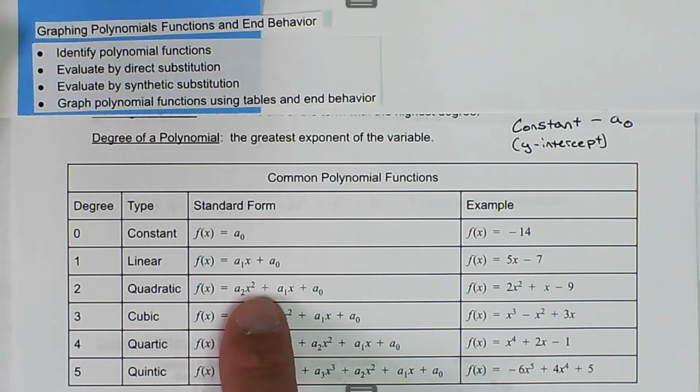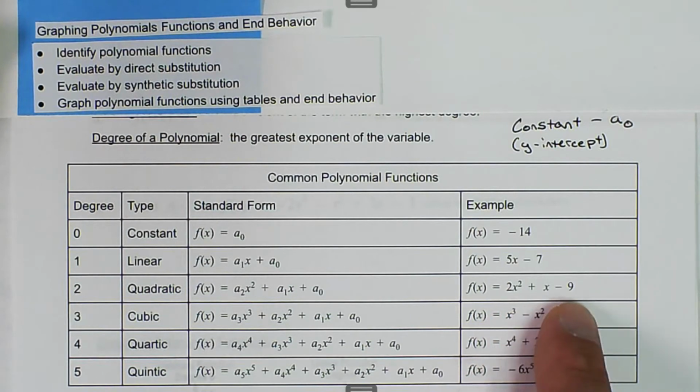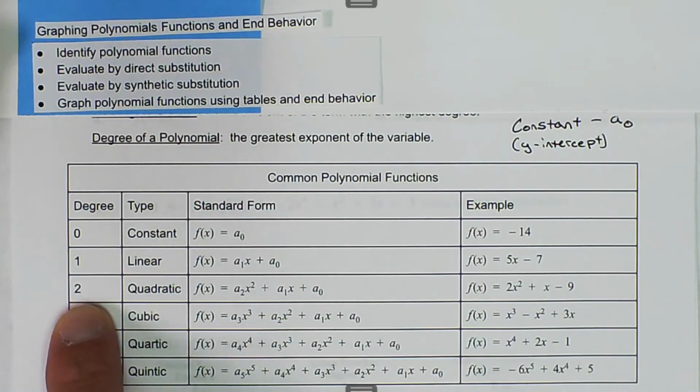Next one we have is a quadratic. The highest degree, we should know, is an x squared. So here we have y equals 2x squared plus x minus 9. So the highest exponent is 2, so this is degree 2.